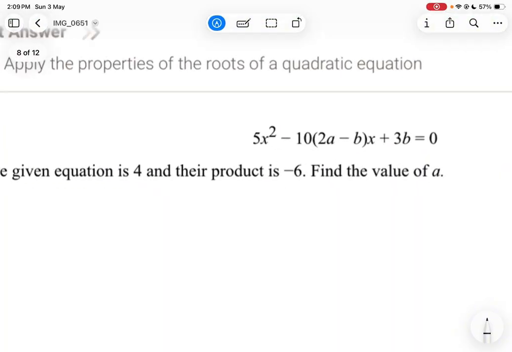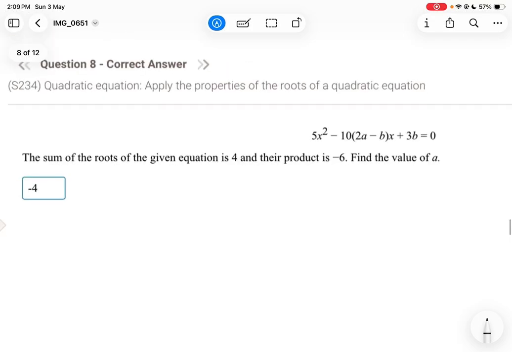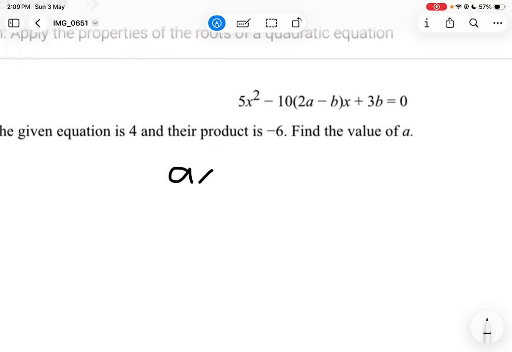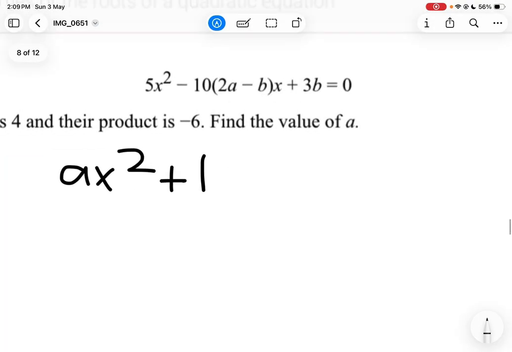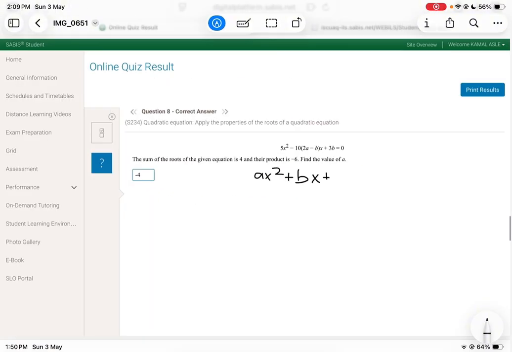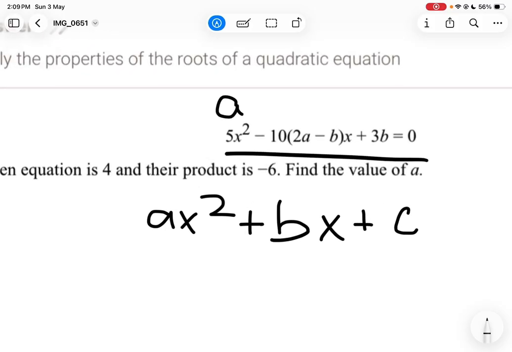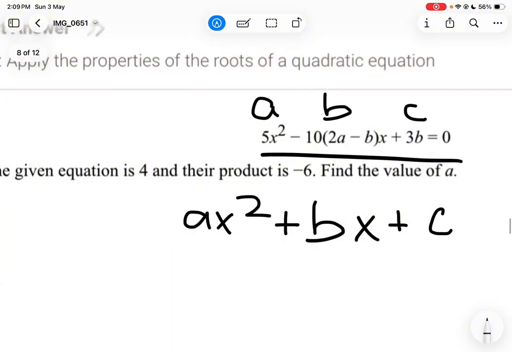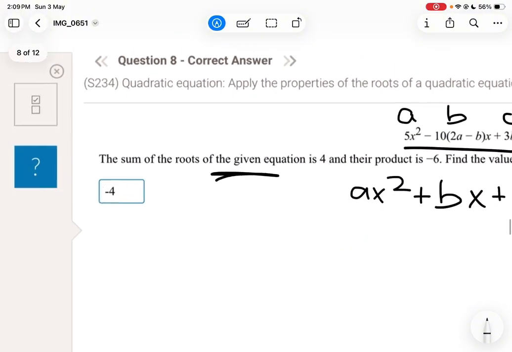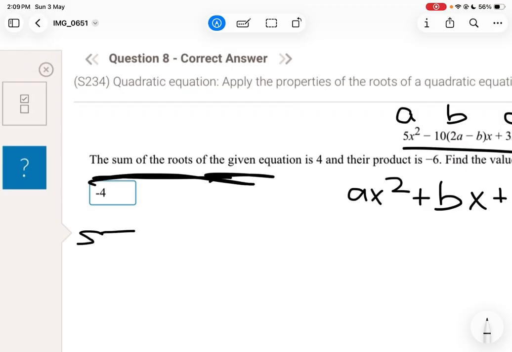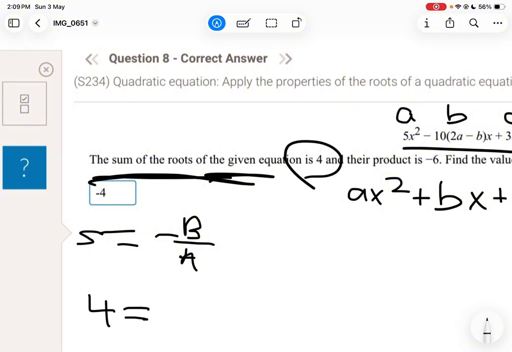So here, when you hear product and sum and stuff like that, remember this equation: ax squared plus bx plus c. Okay, so now you have here in this equation that they gave you, this is A and this is B and this is C. Okay, and you know that the sum of the roots is equal to minus B over A. Okay, so they gave you the sum is 4.